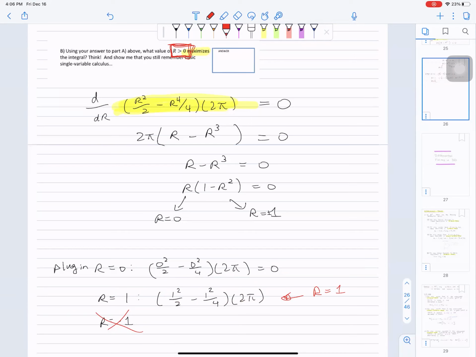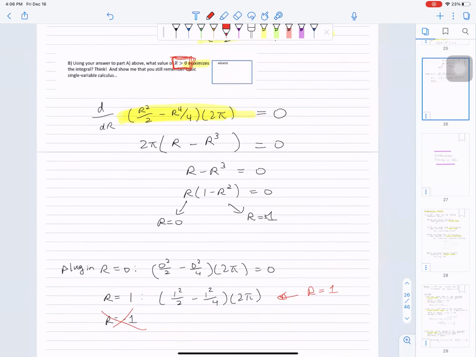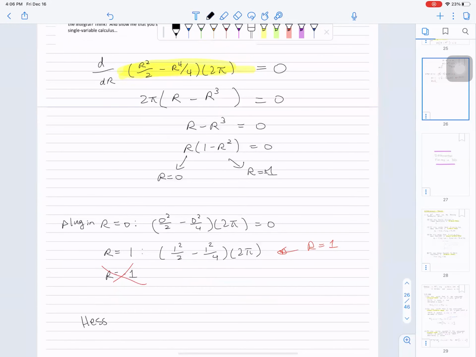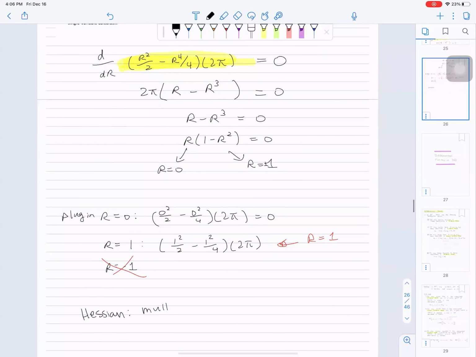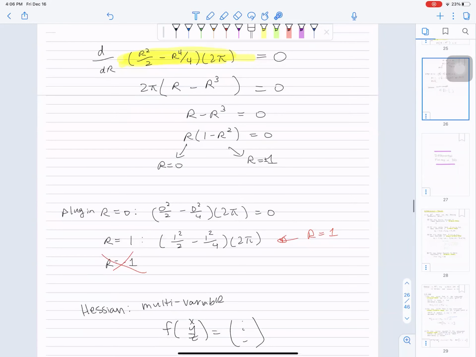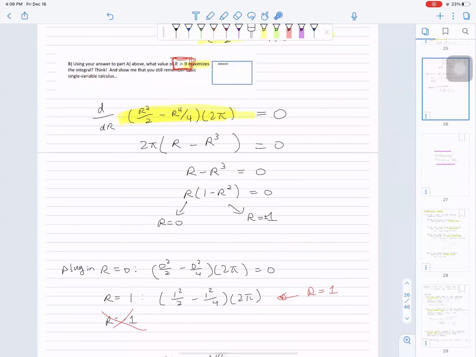A question in the chat says, do we need to make the Hessian? Do we not need to make the Hessian and check if it's a minimum? The Hessian is for multivariate questions. We use the Hessian if your function is a multivariable calc function, meaning you have like f of x, y, z equals something. But right now we're in a question of single variable calculus. Our function only has one variable, it's just r. So we don't need to do a Hessian or anything. We use single variable calculus techniques, which is the critical points and then the first derivative test or second derivative test.